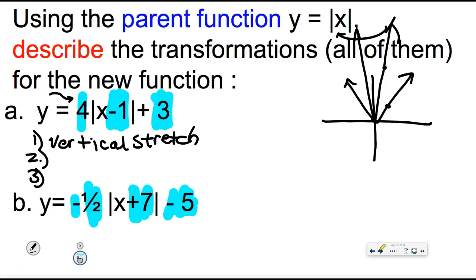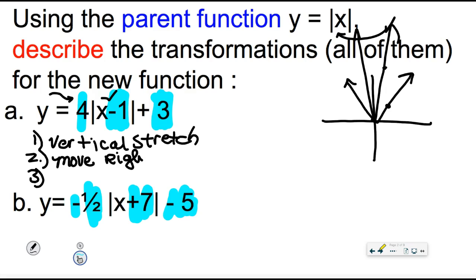It's not going to flip it. Okay, so no reflection over the x-axis. What is the -1 in with the x going to do to it? It's going to move it which direction? Left or right? Right. Yeah, it's the opposite of what you think.